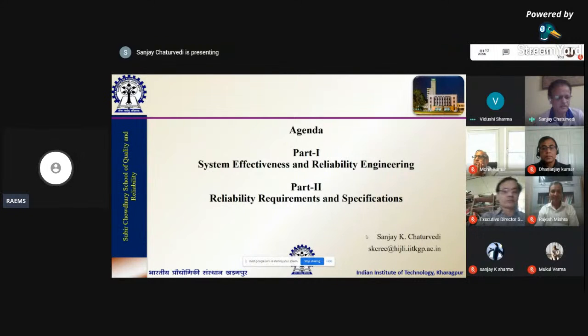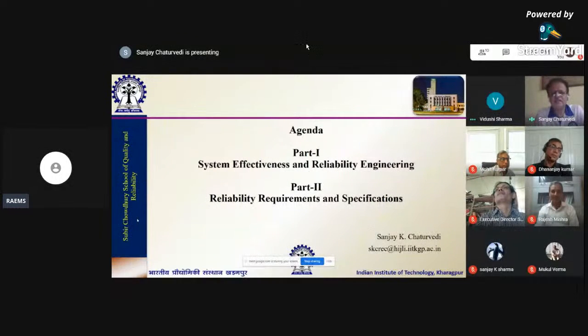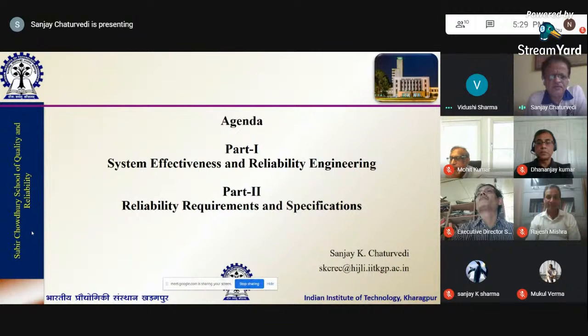So he has given a brief introduction to his institute, what they are doing, and they are doing great research. Briefly, I'll say that I'm representing here the Subir Chaudhary School of Quality and Reliability Engineering Center, created and propounded by Professor K. Mishra. Everybody knows Professor K. Mishra's name.